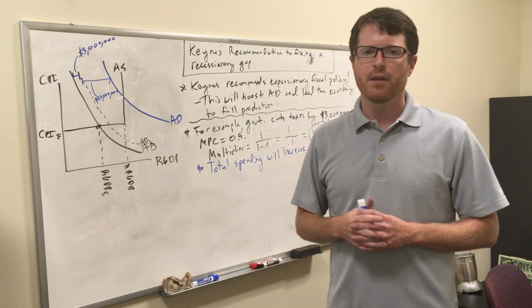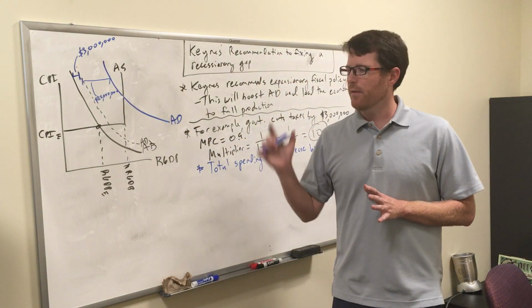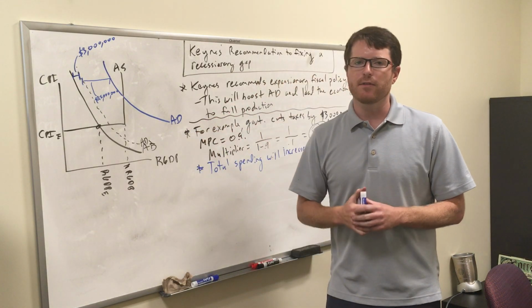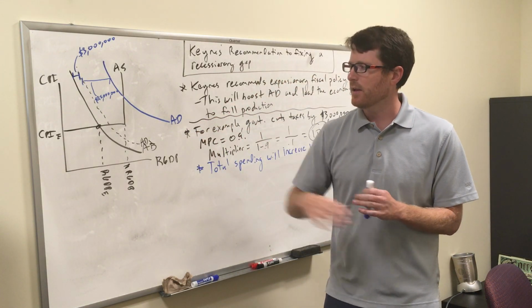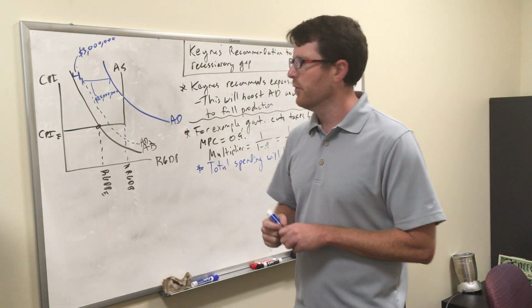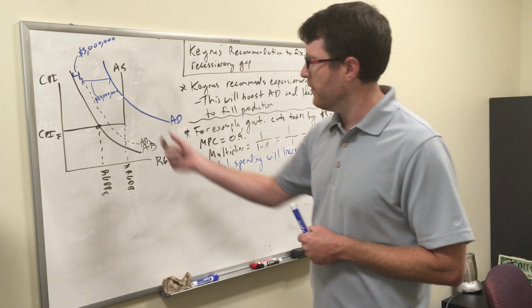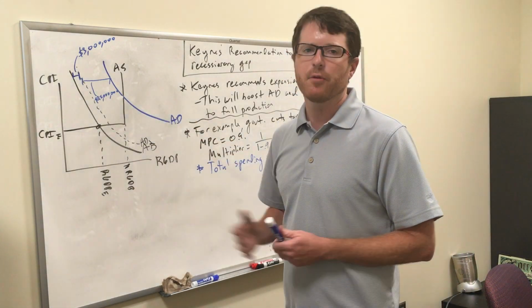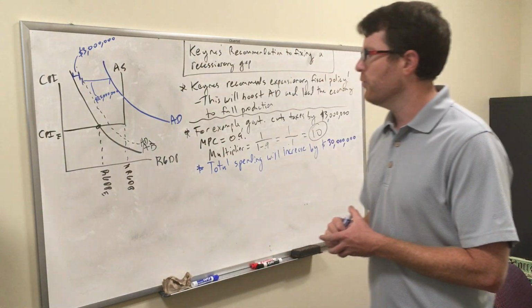So Keynes believed that if the economy was in a recessionary gap, the government was going to have to do something like this, either cut taxes or raise government spending to push the aggregate demand out to end the recessionary gap. So in this case, the real GDP would rise, and we'd now be at the full level, and perhaps the CPI would go up too. So that's what Keynes would recommend.